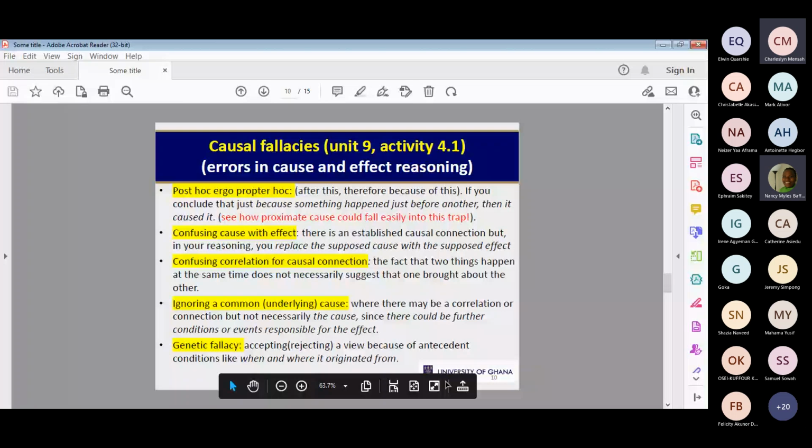5. Excellent. Genetic fallacy. Accepting or rejecting a view because of antecedent conditions like when and where it originated from. Well done. So the genetic fallacy is accepting or rejecting. It's not always accepting. Sometimes you are rejecting it because of its source. At other times, you are accepting it just because of its source. It's as simple as that.